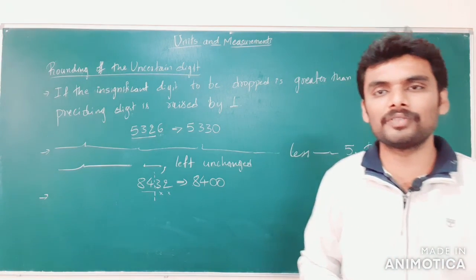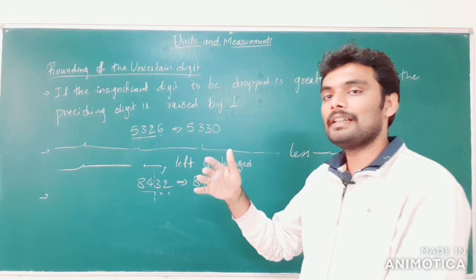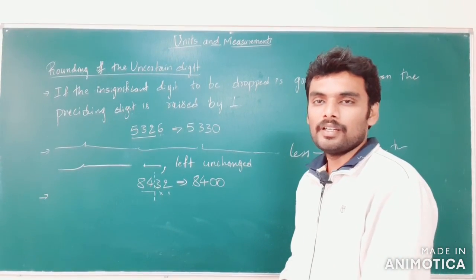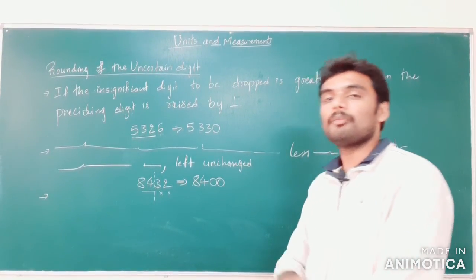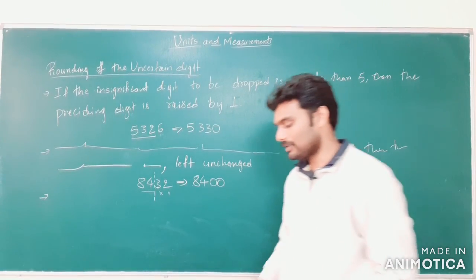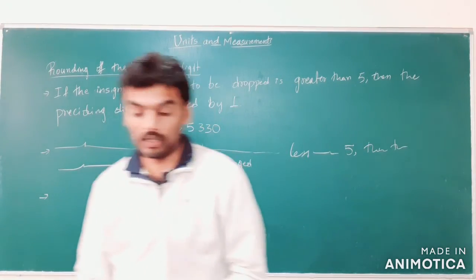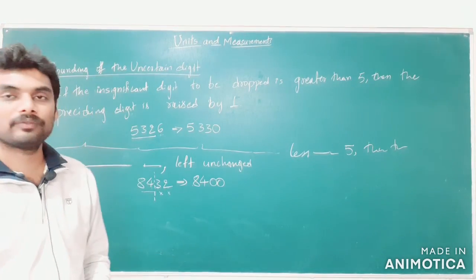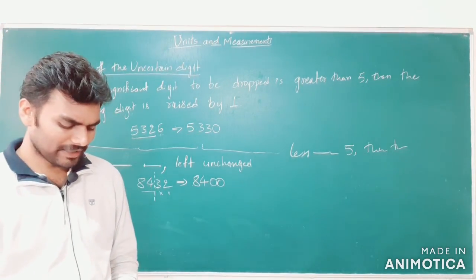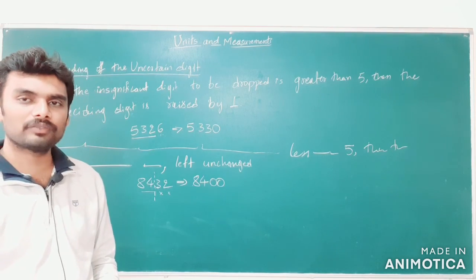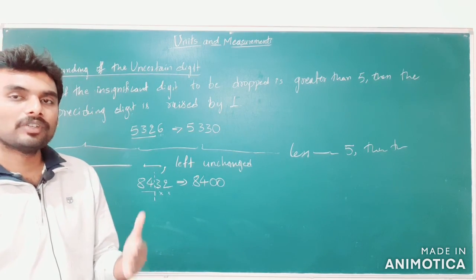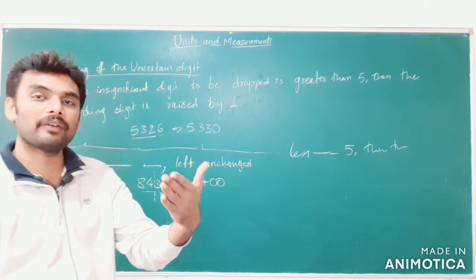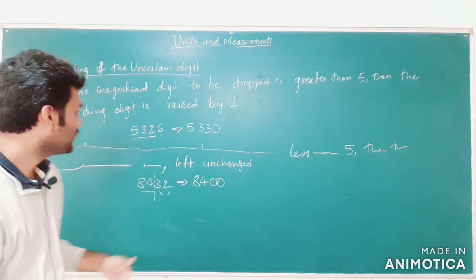If the insignificant figure is lesser than 5, we will leave it unchanged. But what if the non-significant digit in the number is equal to 5? When the insignificant digit in the number is equal to 5, then we should look for the preceding term. What kind of value do we have in the preceding digit?